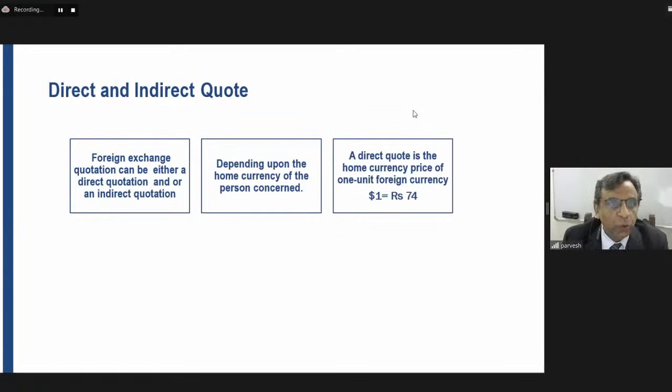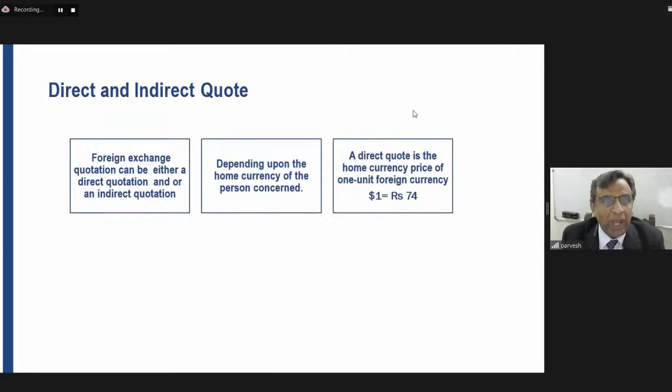A direct quote is a home currency price of 1 unit of foreign currency. So when we say $1 is equal to 74 rupees, this is a direct quote for Indians. But the same quote becomes an indirect quote when we are talking with respect to America. So how do we identify it? For this quote it is very easy, because this is an Indian quote. But when we look at other quotes, sometimes people get confused.